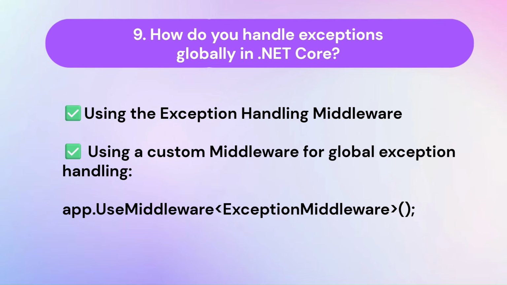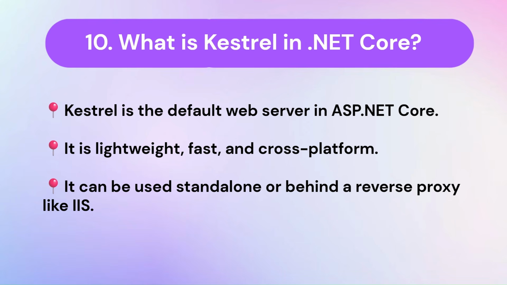Question 9. How do you handle exceptions globally in .NET Core? Using the exception handling middleware. Using a custom middleware for global exception handling. Moving to the last question. What is Kestrel in .NET Core? Kestrel is the default web server in ASP.NET Core. It is lightweight, fast, and cross-platform. It can be used standalone or behind a reverse proxy like IIS.